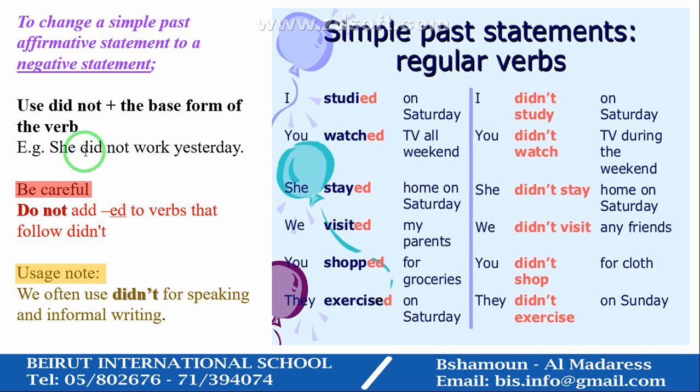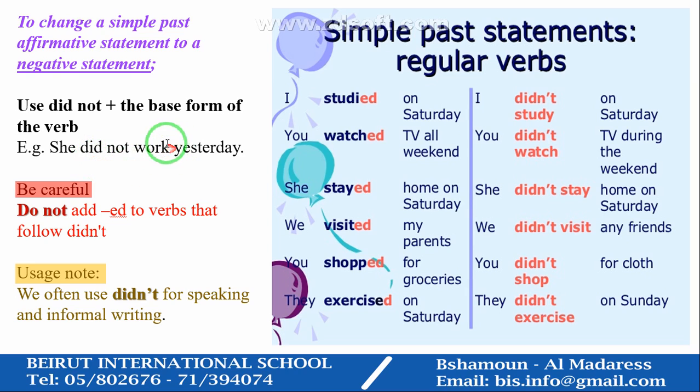the did shows the past tense, that we're talking in the past, because also the verb do, which is do and does in the present, is considered irregular, and in the past it's did. So, she did not work yesterday. We used the verb do in the past, which is did, so it showed us that our statement is in the past tense. Do not add ed to the verbs that follow didn't or did.